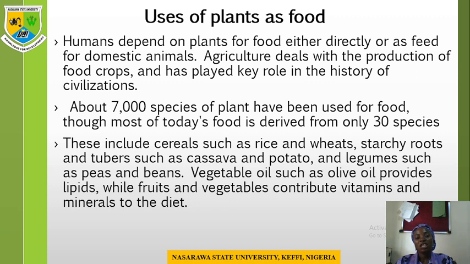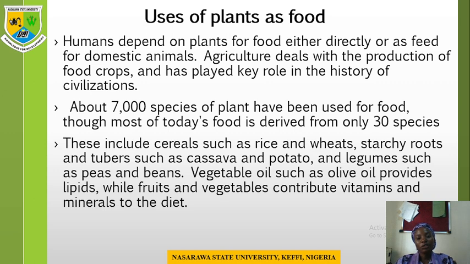Research has it that now just barely 30 species are being used as a source of food. This should be as a result, I believe, of the introduction of technology, whereby a lot of foods are being derived from other organisms.